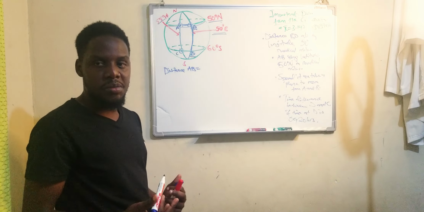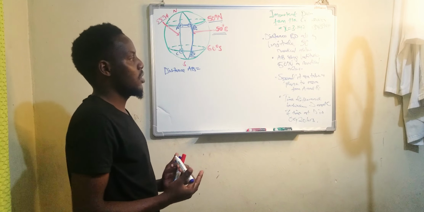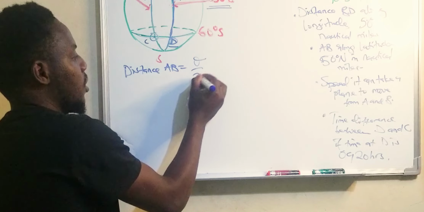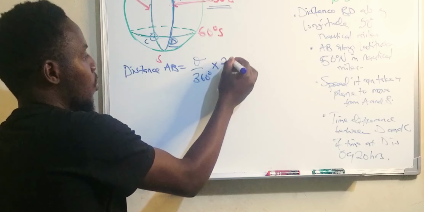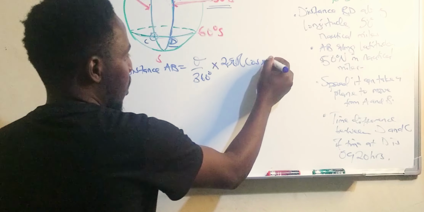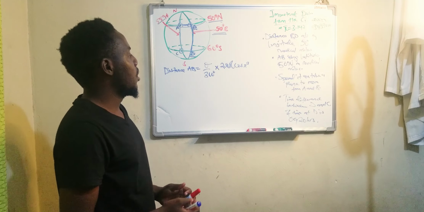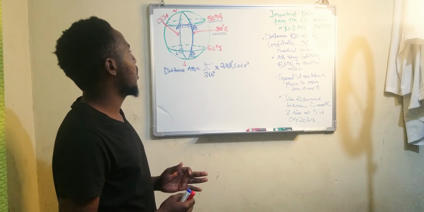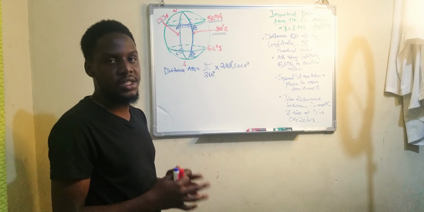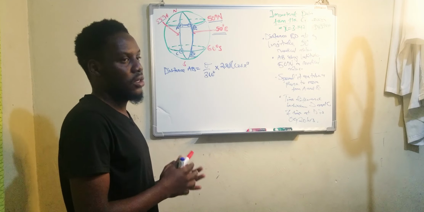And if you remember from our previous video, when calculating the distance in latitude, you use the formula distance AB is equal to theta over 360 degrees multiplied by 2 pi r cos x degrees. I said cos x degrees because these latitudes, except the equator, are small circles which have their center not located at the center of the earth. Because of that, they don't have the radius of the earth, which is 3437 nautical miles or 6,370 kilometers.